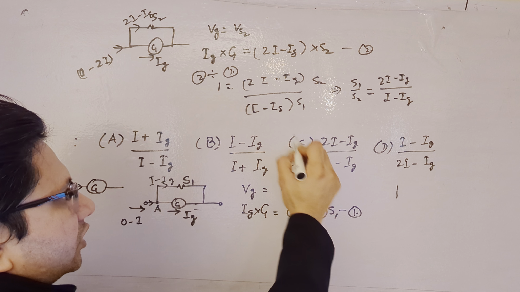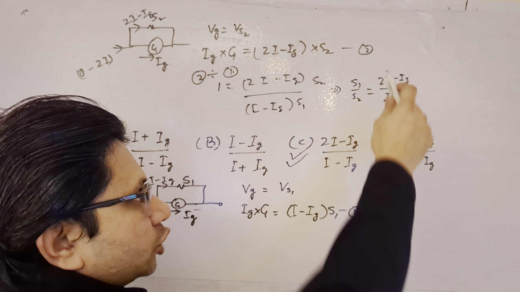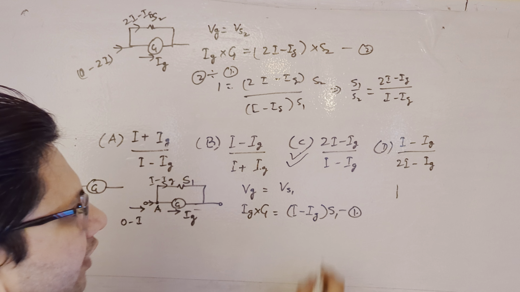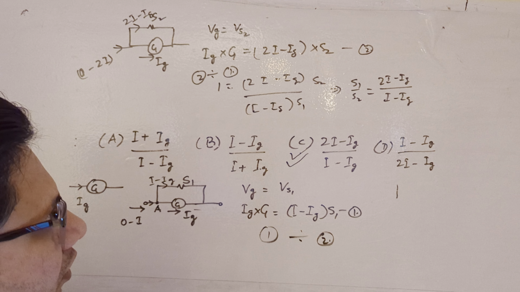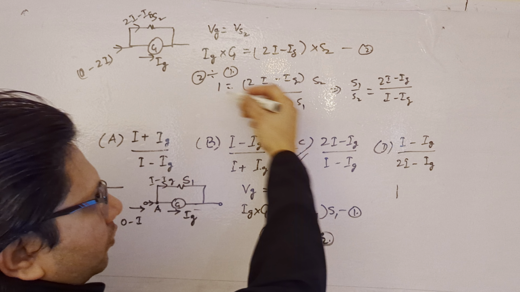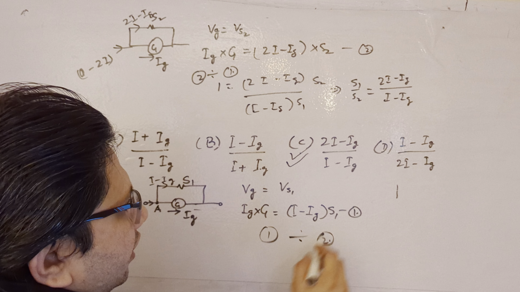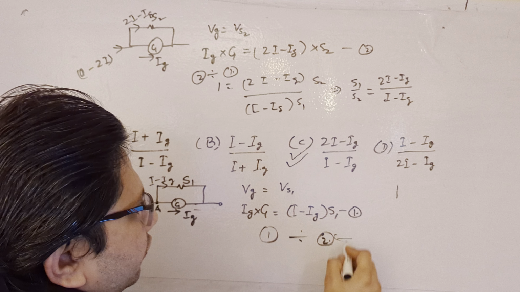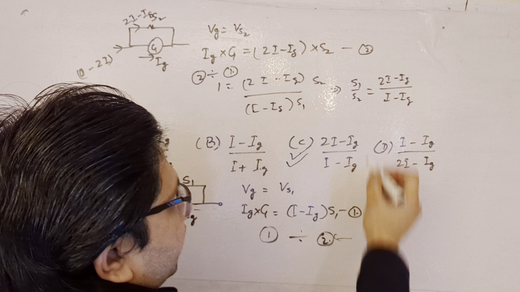Option C is correct here: (2I minus Ig) upon (I minus Ig). We have to find out this ratio S1 upon S2. Better we divide 1 divided by 2, so straight away we can obtain S1 upon S2. We need not do the cross multiplication; we directly obtain the result in the first step, 1 divided by 2.